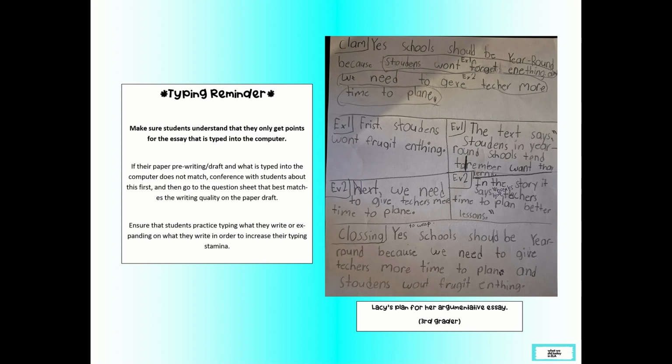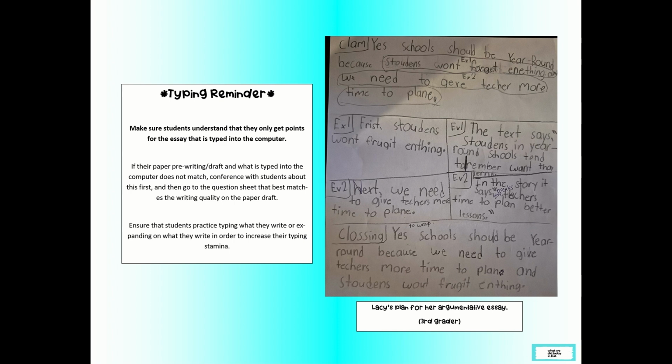Then go to the ECR if-then question sheet that best matches the writing quality on the paper draft. Because the paper draft is showing what they really can do, especially if they only went into the computer and typed a sentence or two, they probably just got tired. So we also know there that we need to make sure we're providing enough typing practice to increase that typing stamina.